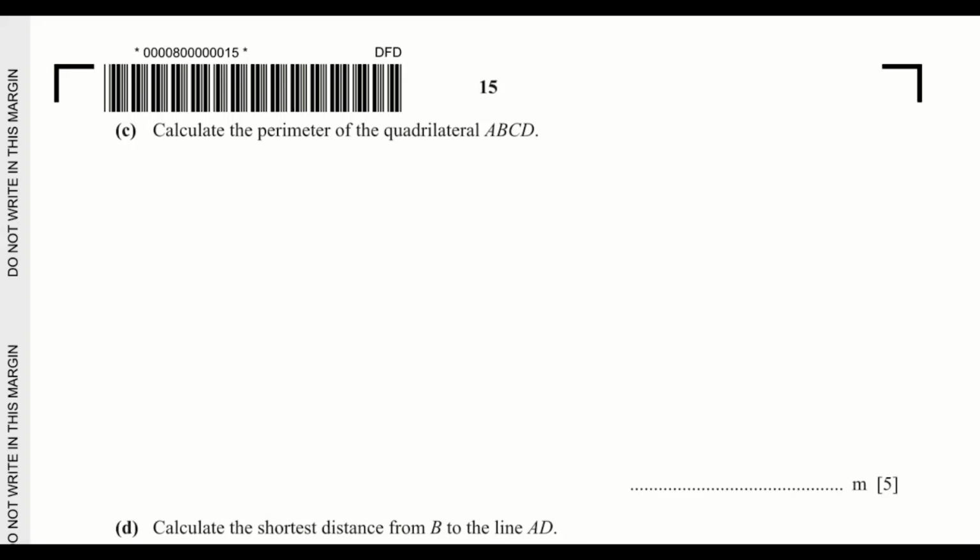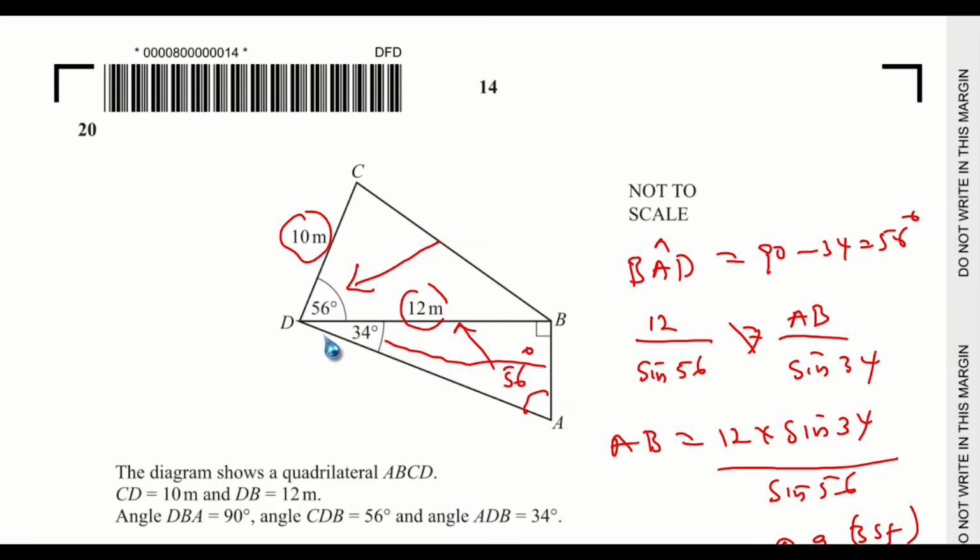So let's go to part C. Calculate the perimeter of the quadrilateral ABCD. We need to know the value of AB, which we already know. So we need to find the value of BC. We know the value of CD, so we need to find the value of AD. So we need to find these two sides, this side and this side. That is what we're going to do. We can start from triangle BCD.